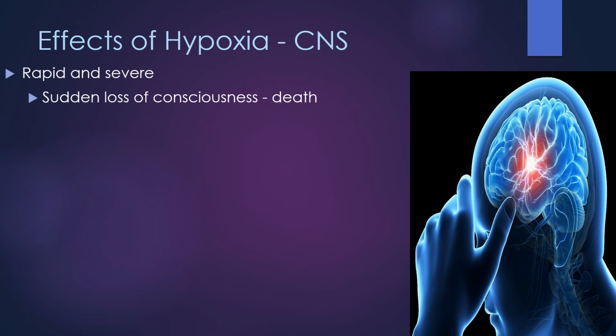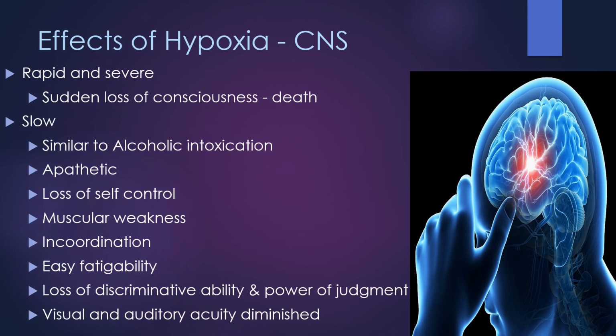The effect of hypoxia on the central nervous system: it is rapid and severe, with sudden loss of consciousness, and it can lead on to death. Slower hypoxia is similar to alcoholic intoxication. They're apathetic, with loss of self-control, muscle weakness and incoordination, easy fatigability, loss of discriminative ability and power of judgment, and visual and auditory acuity gets diminished. In the CNS, the most affected part is the higher center. That's why the power of judgment and the thought process slowly go off.